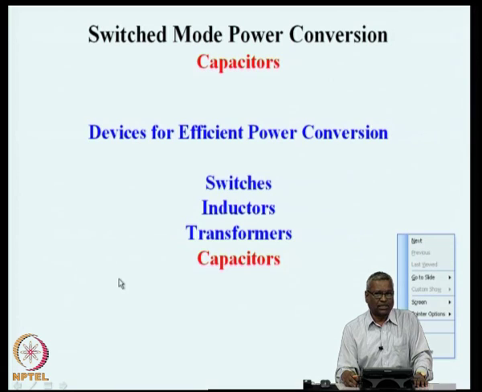The switches we had seen in the first set of lectures are used in efficient power conversion for the purpose of control. Control and flow of energy is carried out by the presence of switches. We had seen that the inductors could store energy and smoothen the flow of energy in power converter circuits. The transformers were used to match voltage levels, to step up or step down voltages, to give electrical isolation and so on. The last element that we are going to see in this set of lectures is the capacitors.